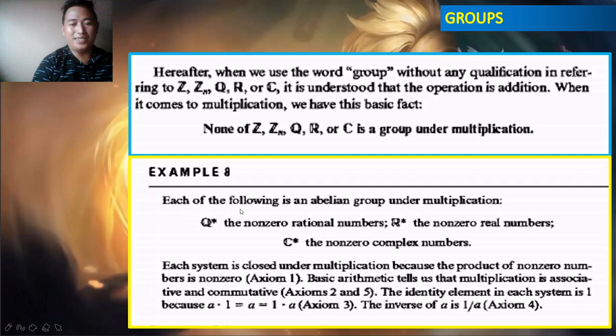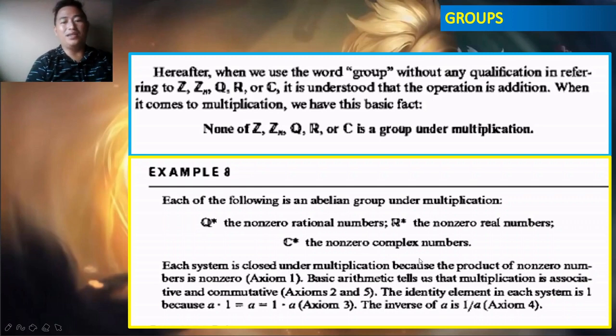Okay, example number 8. So, ang Q star. Itong ganina kay Q, giminus na to 0 na. So, Q star, R star, o C star, mga non-zero na sila. So, non-zero rational numbers si Q star, si R star kay non-zero real numbers, and then si C star kay non-zero complex numbers. So, each system is closed under multiplication. Kanina rin sila kay group under multiplication din. Abelian group.